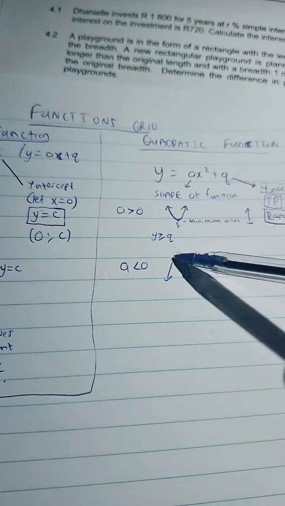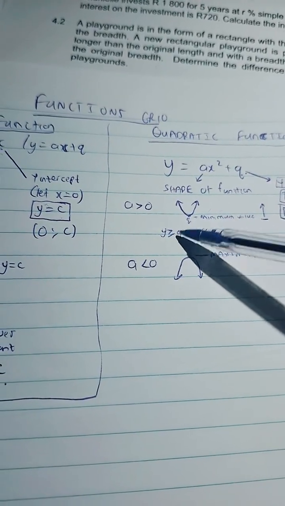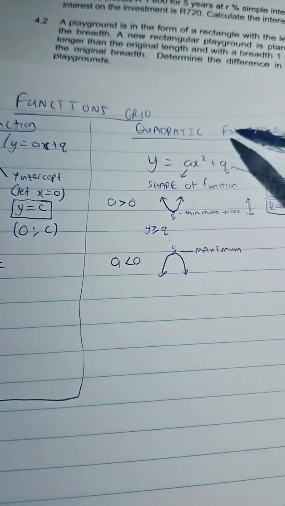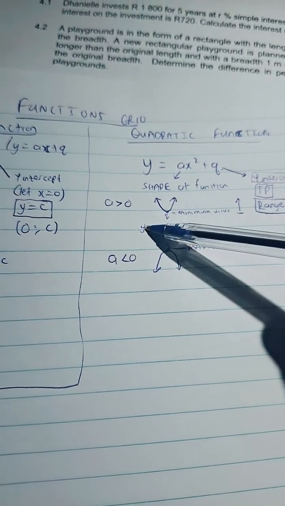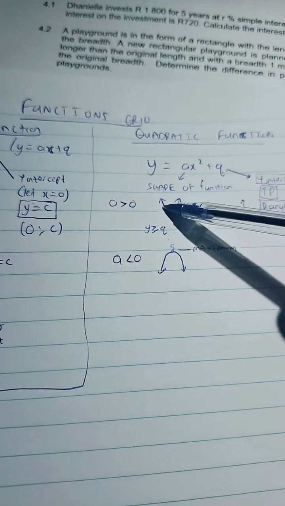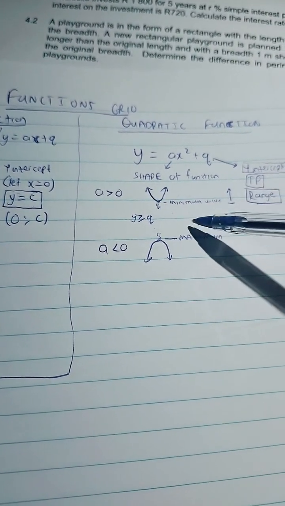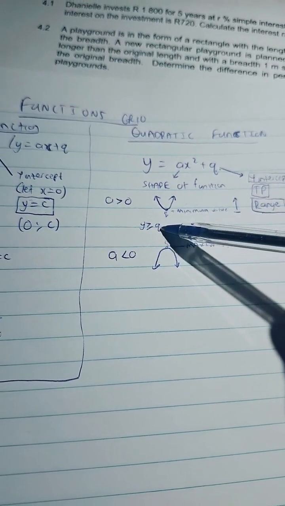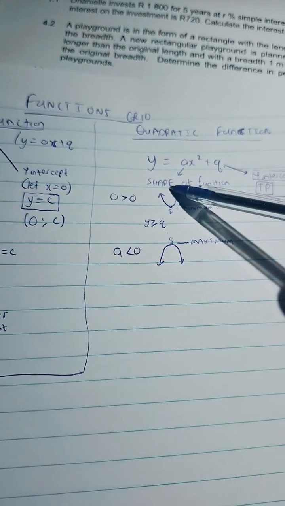So if you know the specific value of q, then you say y is greater than. Let's say you know that the minimum or the y-intercept here is -3, then you would say y is greater than or equal to -3 if your function is smiling or concave up like this. So this is your range, your possible y values where the function exists from the bottom to the top.